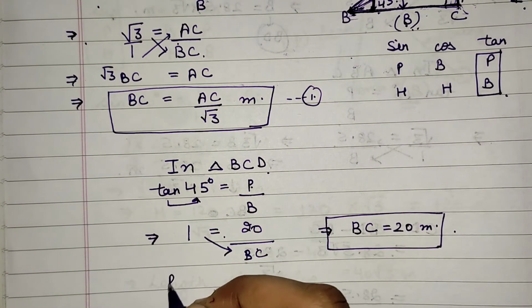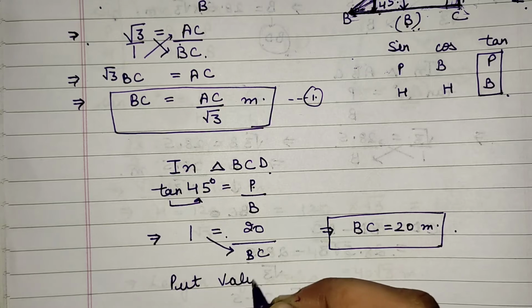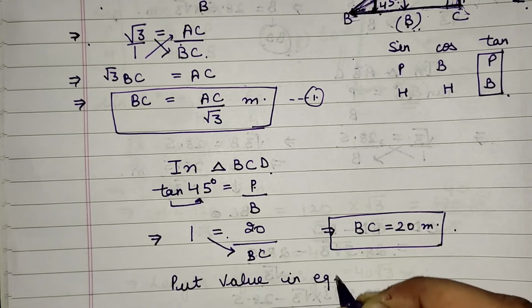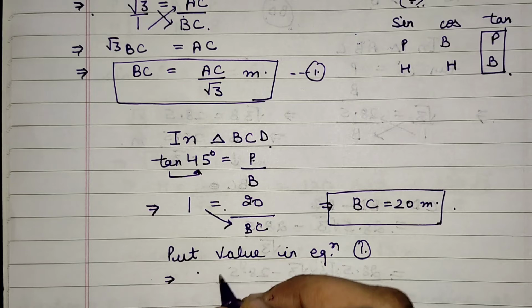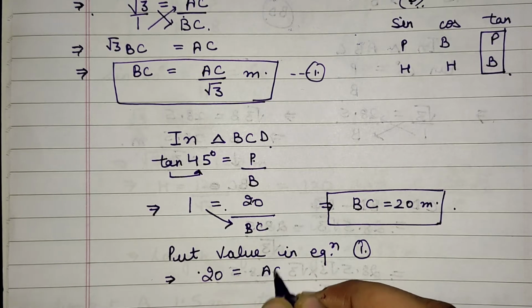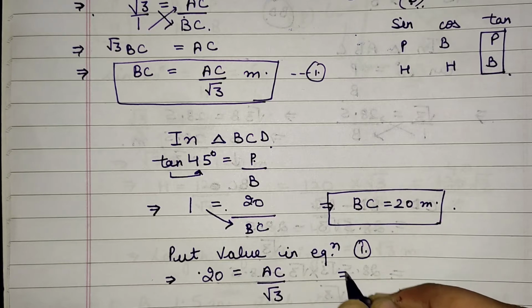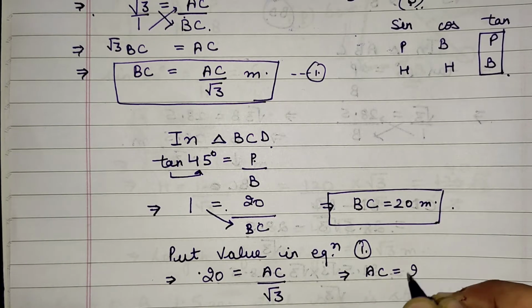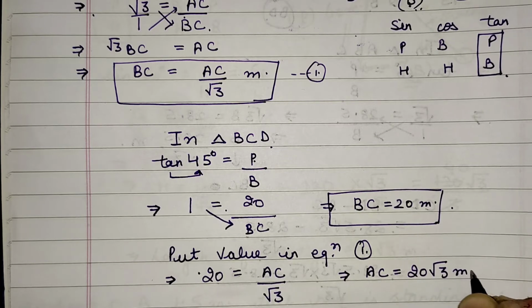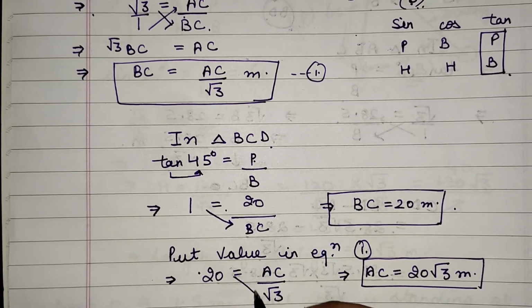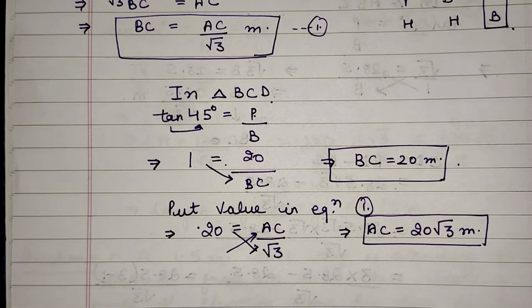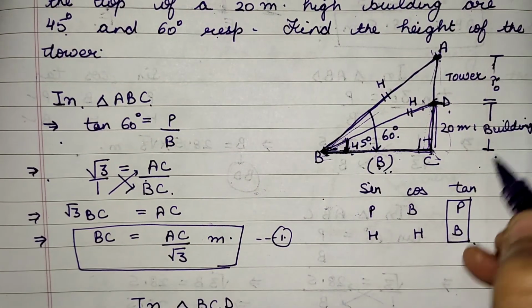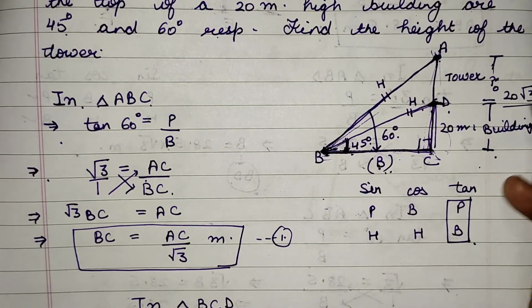So if I put this value in equation number 1, then what will I get? In place of BC, I can write 20 is equal to AC by root 3. So by doing cross multiplication, I will get AC is equal to 20 root 3 meter. So AC is equal to 20 root 3. But what do I have to find out? I have got this complete length equal to 20 root 3 meter.